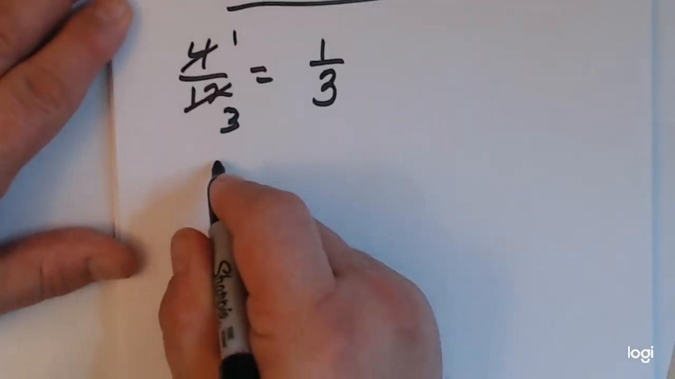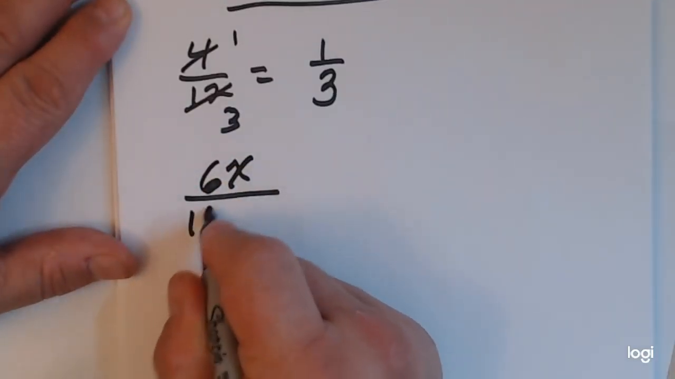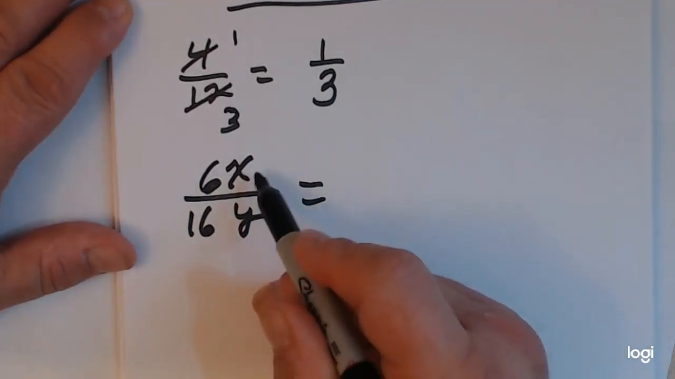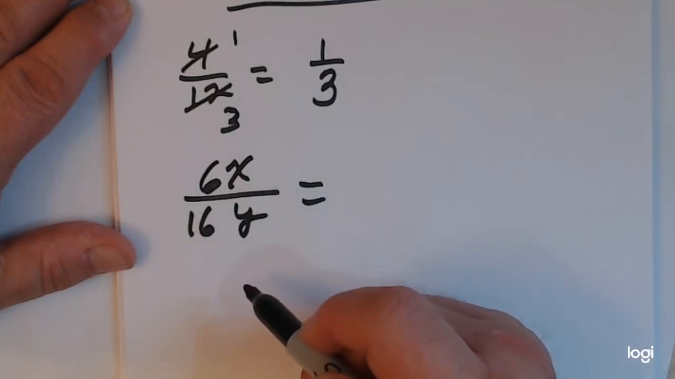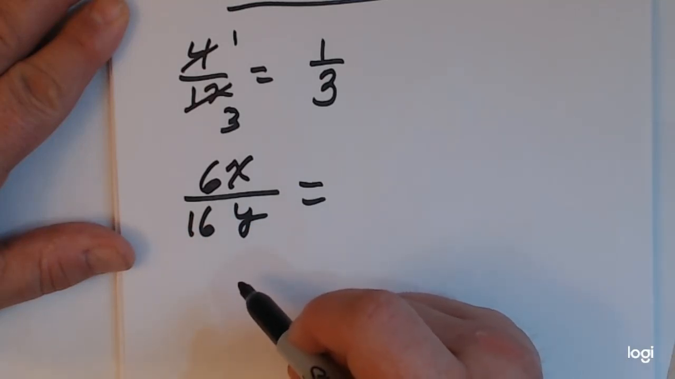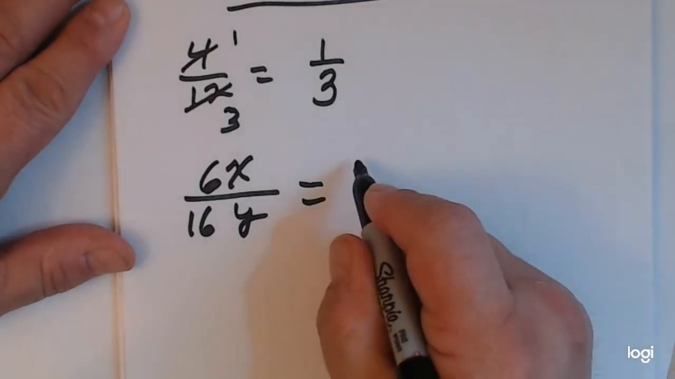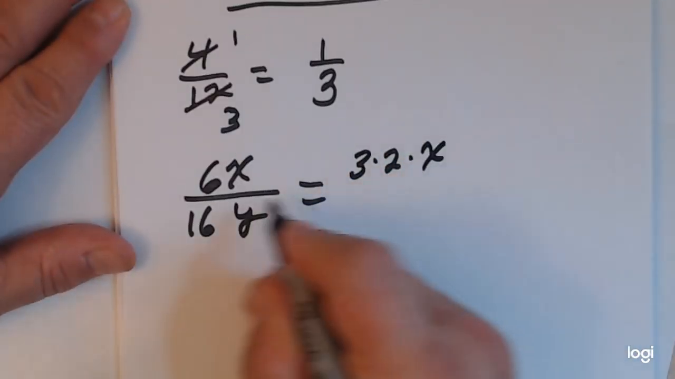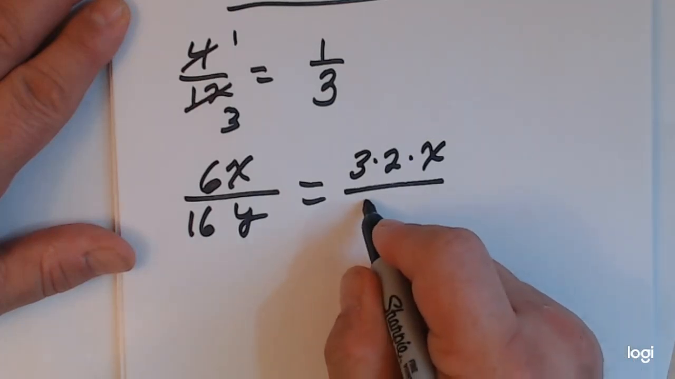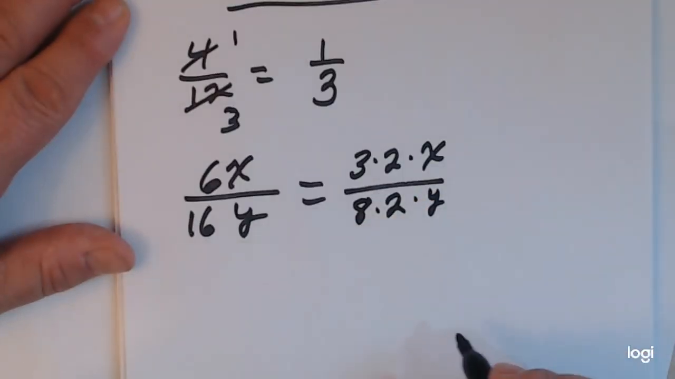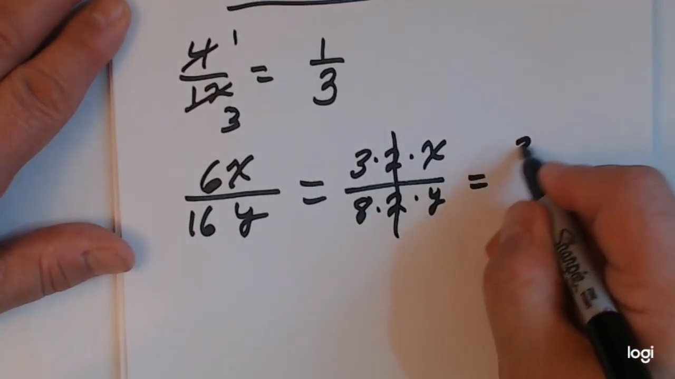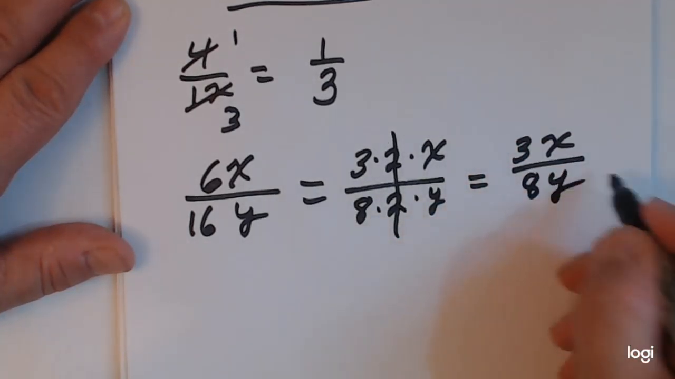We have 6x over 16y. Now, x and y, they don't go into each other, so there's nothing we can do there. But we can reduce the 6 and the 16 part. So, for example, 6x is 3 times 2 times x. And 16y is 8 times 2 times y. So the 2's can cancel, and we're left with 3x over 8y.